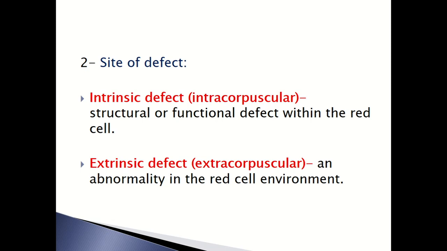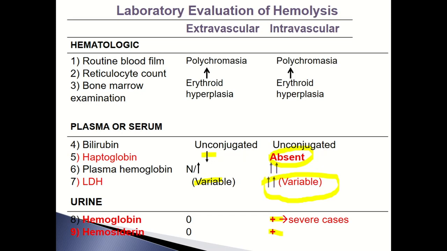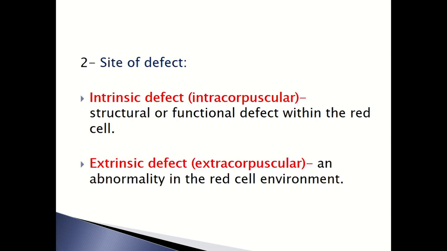So that is the first difference based on site of hemolysis, either extravascular or intravascular. Second classification of hemolytic anemia is intrinsic defect or extrinsic defect. Intrinsic defect means there is a structural and functional defect within the RBC, like a hereditary defect. We can say thalassemia, sickle cell anemia. These are the hereditary structural defects. Intrinsic defect, we can say intracorpuscular defect.